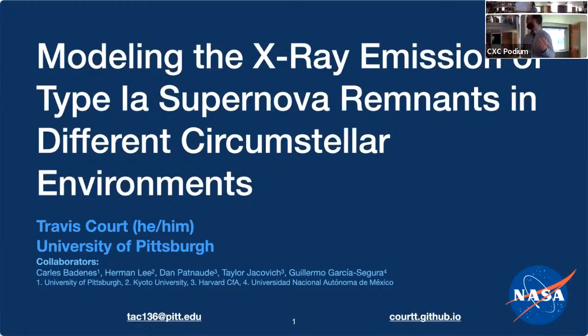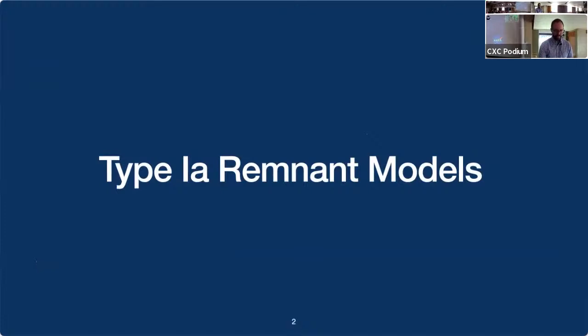Awesome. Hello, everybody. My name is Travis Court. I'm a fourth-year PhD student at the University of Pittsburgh. I work with Carles Badenes on modeling the X-ray emission of type Ia supernova remnants in different circumstellar environments, which is a bit of a mouthful. So before I talk about these circumstellar environments, I should tell you a bit about the Ia remnant models, what we can learn from them, and so on and so forth.